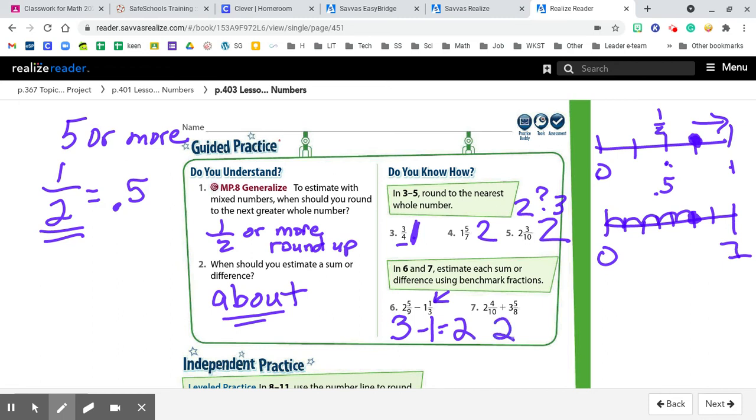That will round down. 3 5/8. For eighths, the halfway point would be 4/8, and 5/8 is bigger. That's going to round up. So 2 plus 4 equals 6. Oops. Wait a minute here. What am I doing?